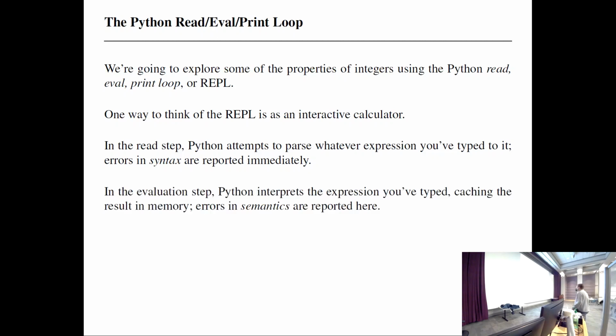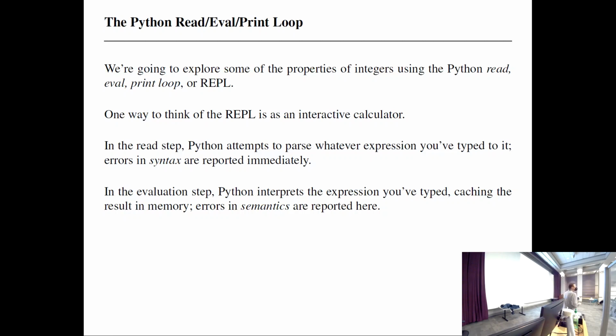So what's cool here is that in the evaluation step, the evaluation can be very simple, or it can be extremely complicated. It can involve large calculations, or it can just involve saying back to you, yeah, I get it, 20 is 20. Here's 20. In the evaluation step, as we evaluate the expression, we cache the results in memory. We report errors in semantics.